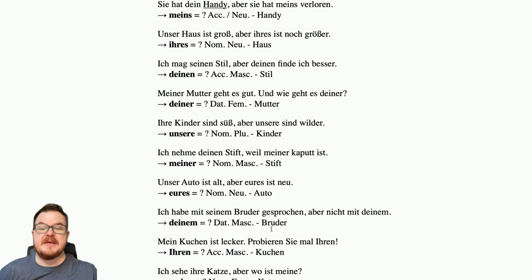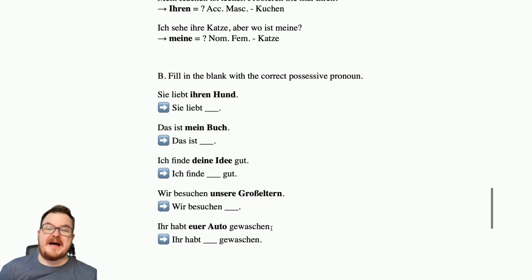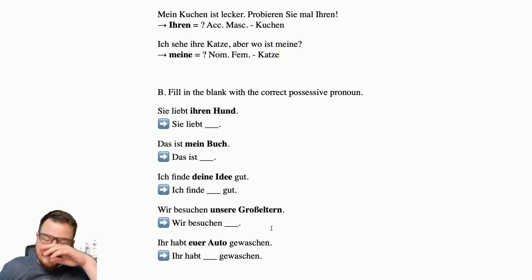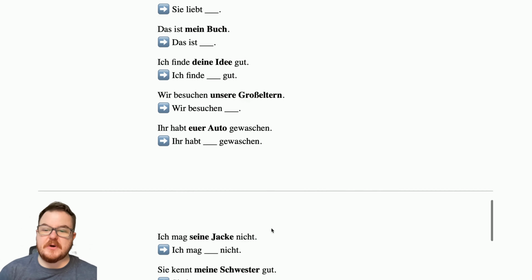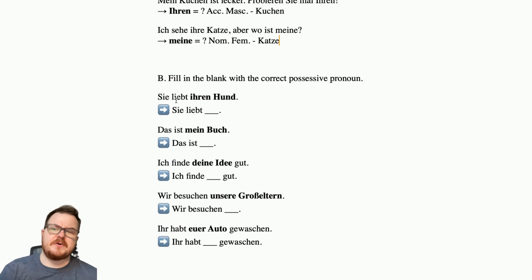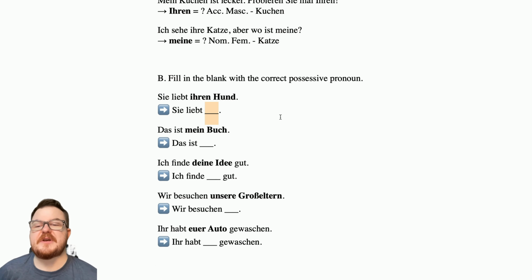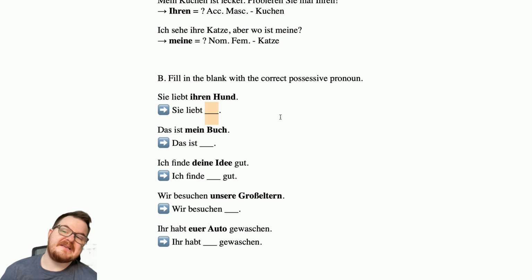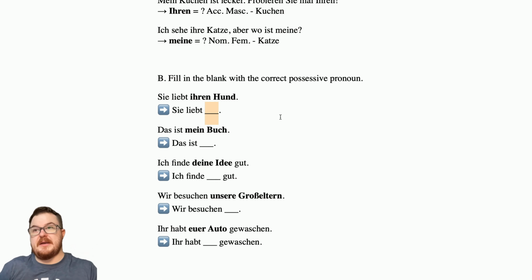What are they replacing? Let's take this a step further with the second exercise, and instead of me revealing the words to you in the sentences, I want you to replace the highlighted or emboldened noun with a possessive pronoun. So I think we'll actually do the first one as an example again together. So, sie liebt ihren Hund. What I want to do is to say she loves hers. So I want to replace ihren Hund with the word hers, but of course in German, not in English.